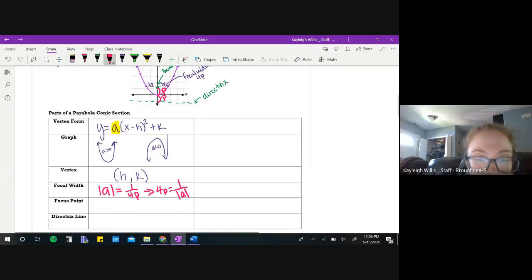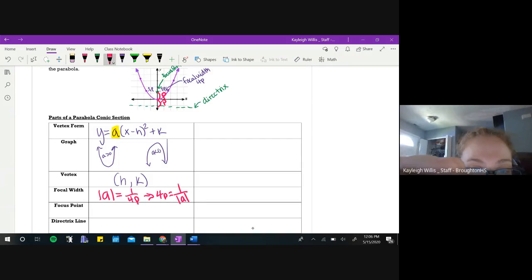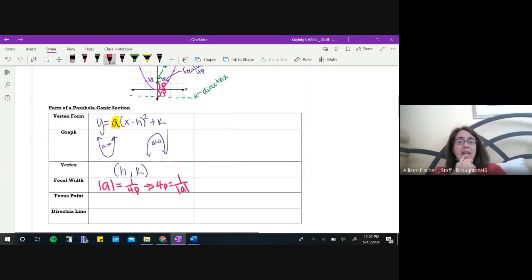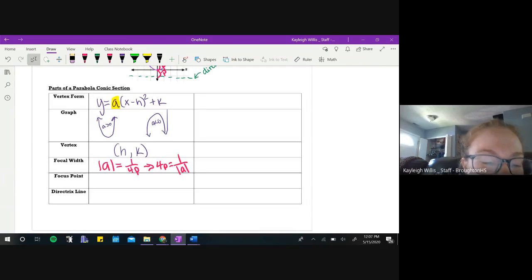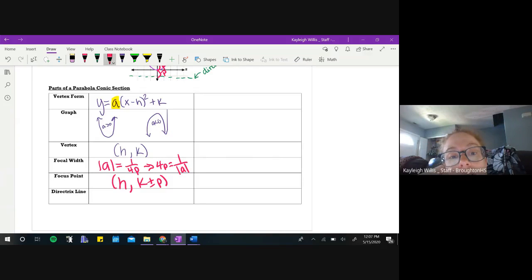If we look at this picture up here, my focus point is above the vertex. So which value is changing when I go above the vertex? Is the H value changing or the K value changing? K. The K value, that Y. So when you talk about the focus point, it's going to be H, and then we have K plus or minus P, depending on which way that parabola is opening. If it's opening down, then we would subtract P. If it's opening up, we would add P, okay?